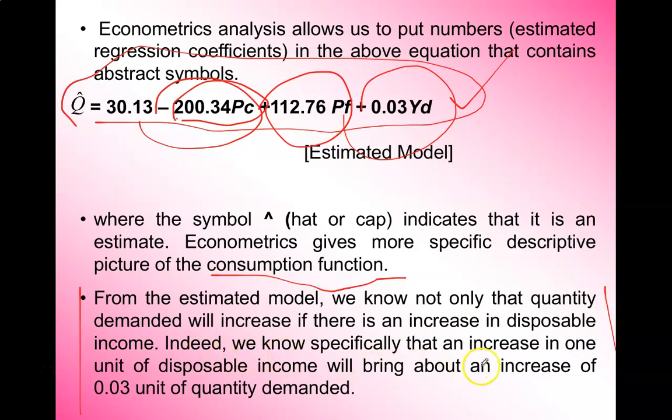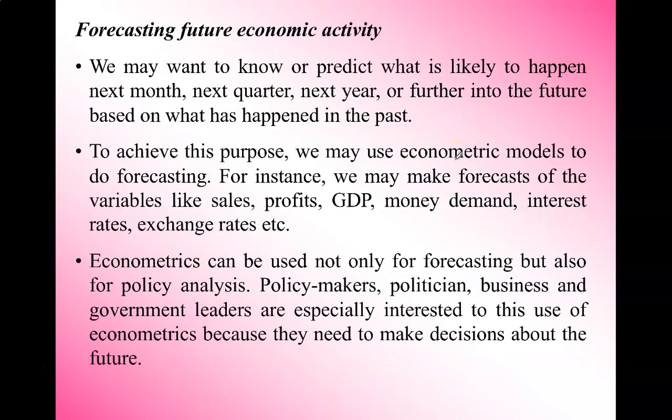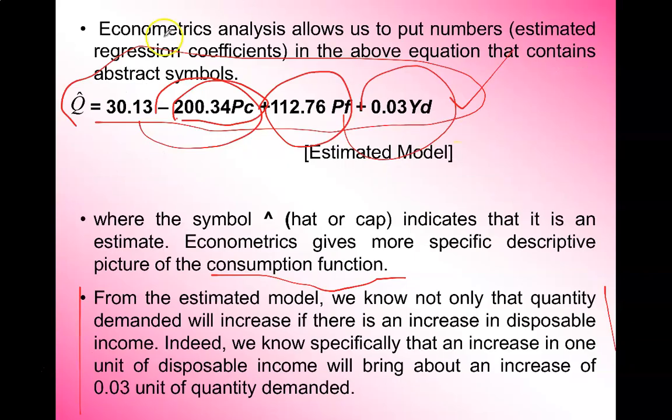Indeed, we know specifically that an increase of 1 unit of disposable income will bring about an increase of 0.03 unit of quantity demanded. This is a number that you should know. And then in the future, we can plug in the numbers here, and then we know the quantity. We plug in the numbers of this one, this one, and this one, and then you can solve for this equation, and then you will know Q.